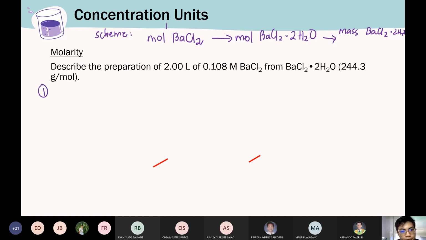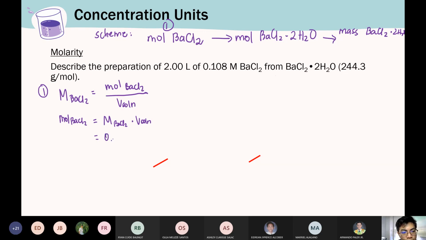First step. Solving for the mole of barium chloride. So, ganito lang yan. The molarity ng barium chloride, that's mole of barium chloride divided by the volume of the solution. Since we are looking for the mole, we need to cross multiply the volume. Okay, so that's molarity of barium chloride times the volume of the solution. Okay, so that is 0.108 molar or mole per liter times the volume of the solution, 2 liters.